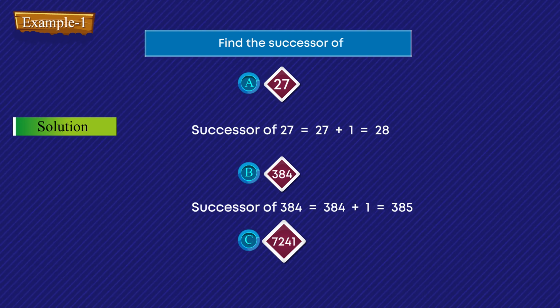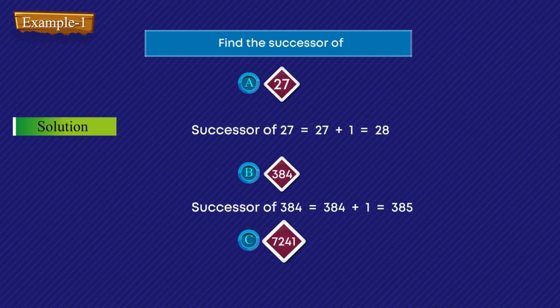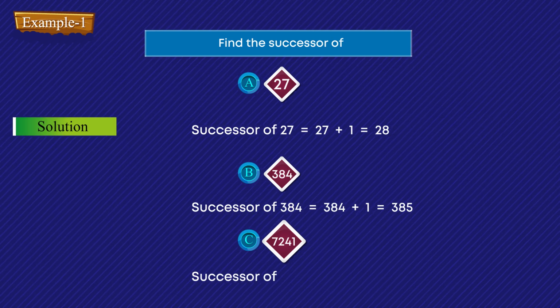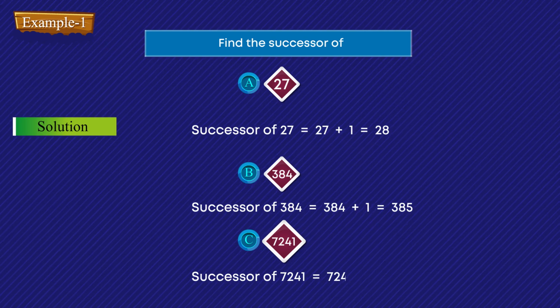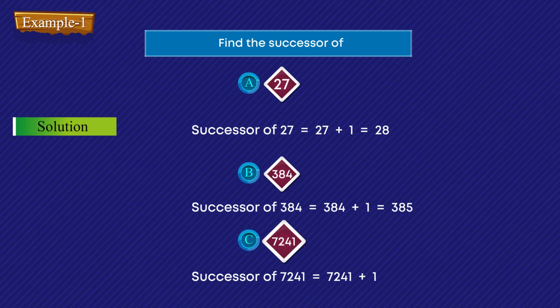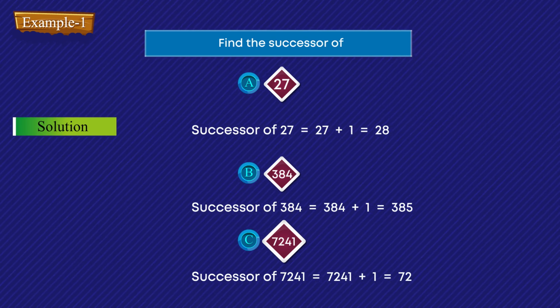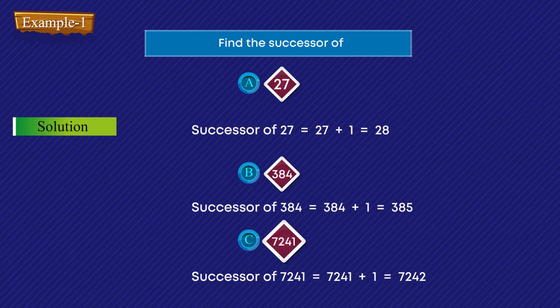C. 7241. Successor of 7241 is equal to 7241 plus 1 equals 7242.